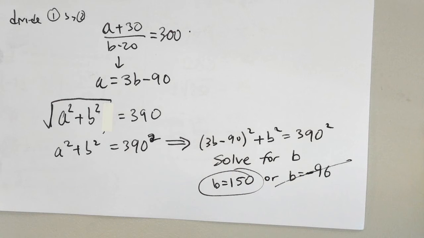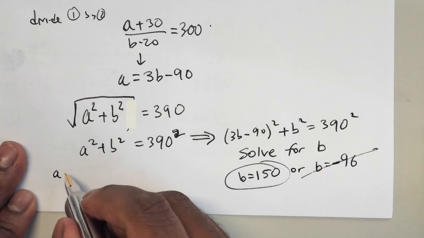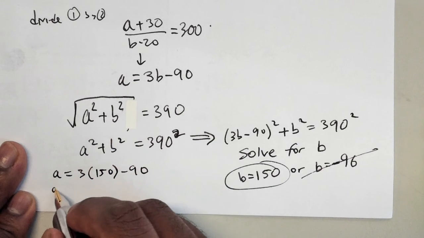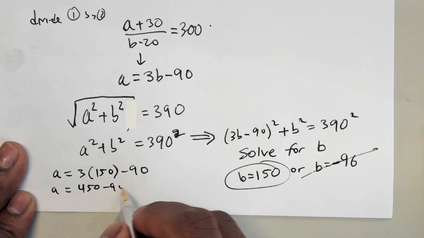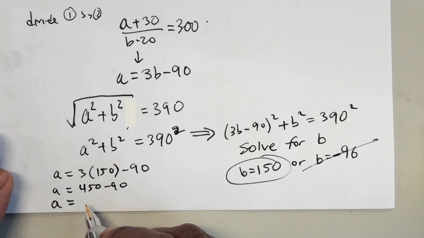Alright, and I can solve for A by putting 150 into there. A equals 3 times 150, take 90. A equals 450, take 90. A equals 360.